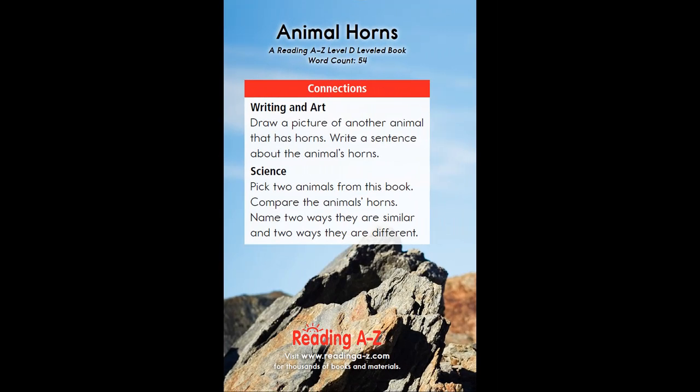Here are some activities that you can do when you have finished reading the story. For writing and art, draw a picture of another animal that has horns. Write a sentence about the animal's horns. For science, pick two animals from this book. Compare the animal's horns. Name two ways they are similar and two ways they are different.